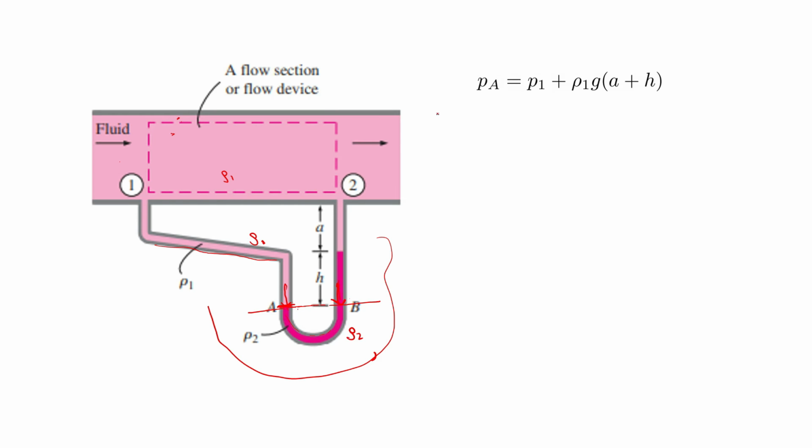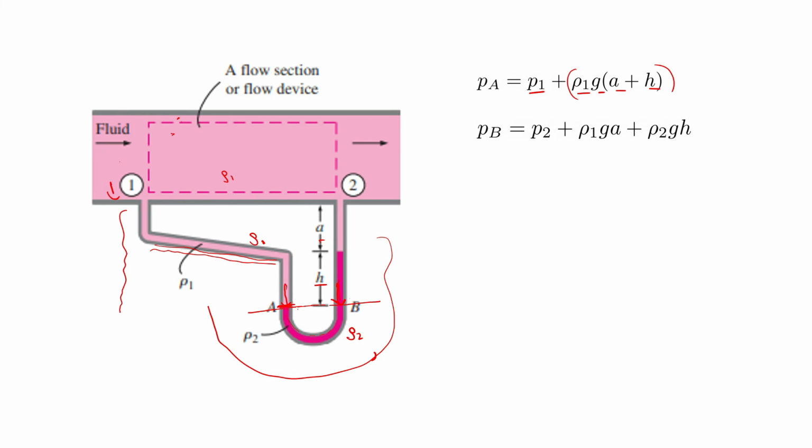So PA is equal to P1 plus rho 1 g into (a plus h). This is the hydrostatic pressure, and P1 is the fluid pressure acting here. The hydrostatic pressure is due to the height only. See, there is no effect of this inclination here, only the height is considered. This height is equal to a plus h. So rho 1 g into (a plus h).